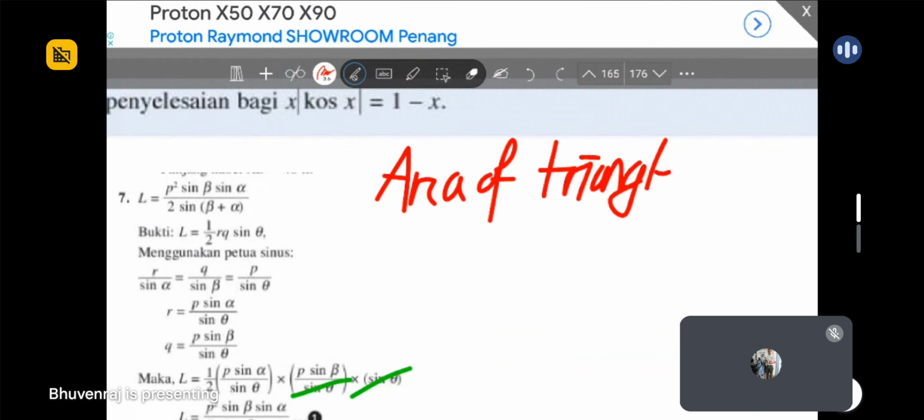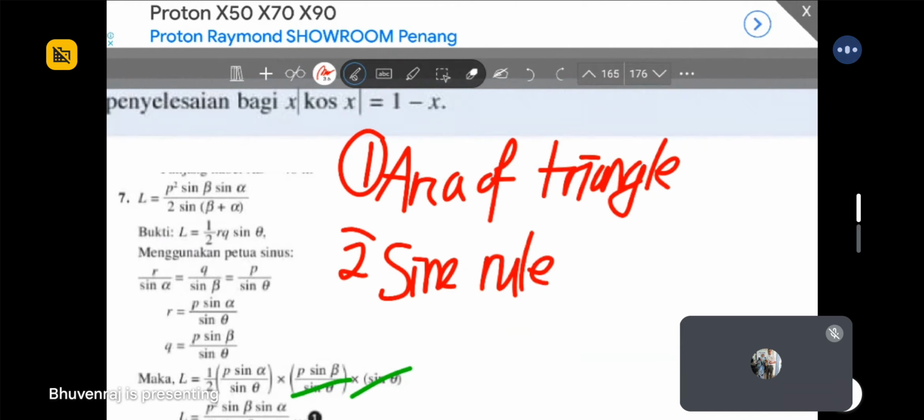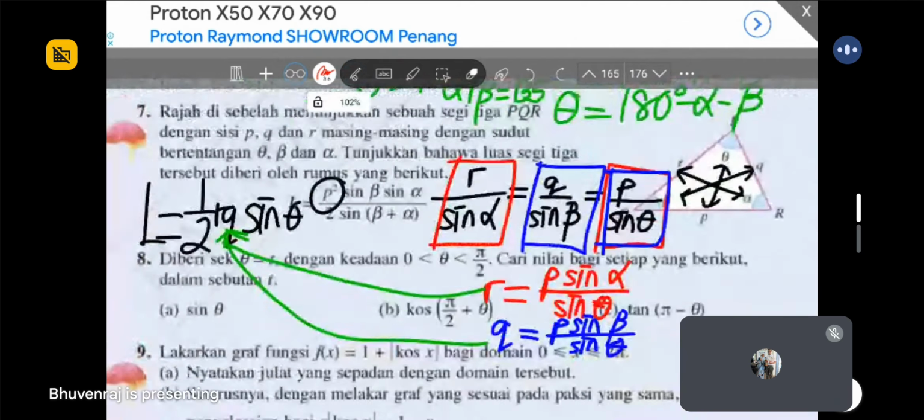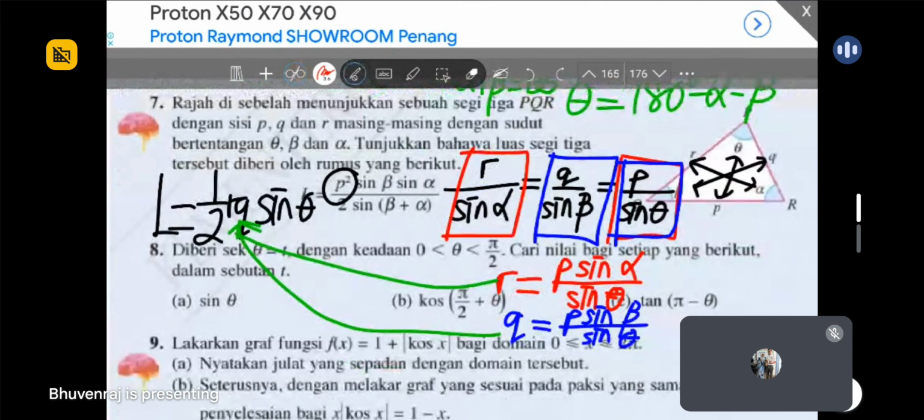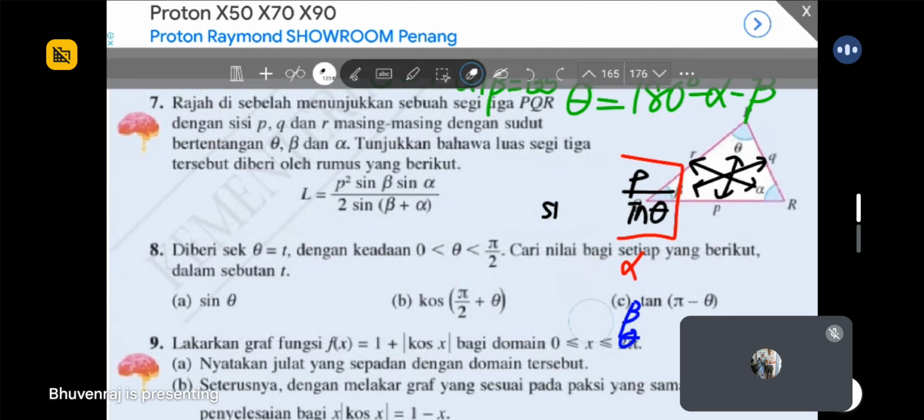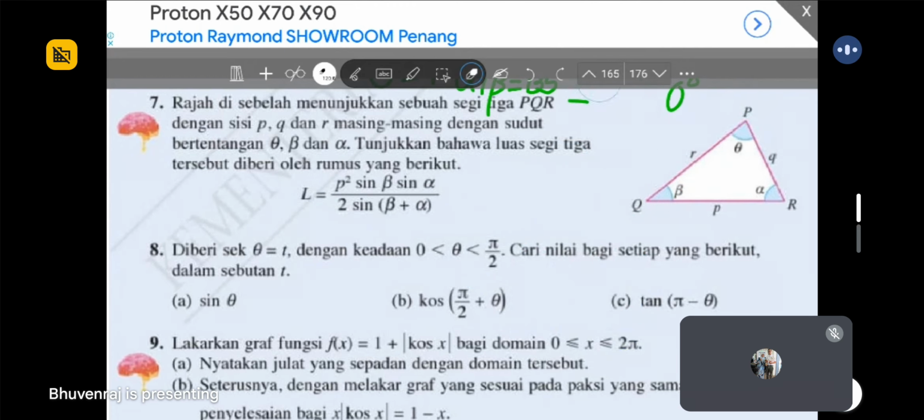Petua sinus dan luas segitiga. Okay, these are the two major concepts used to prove this formula. Kamu kena guna dua yang ni. Okay, try to relate these two. So yes, this is question number 7. Soalan ke-7.